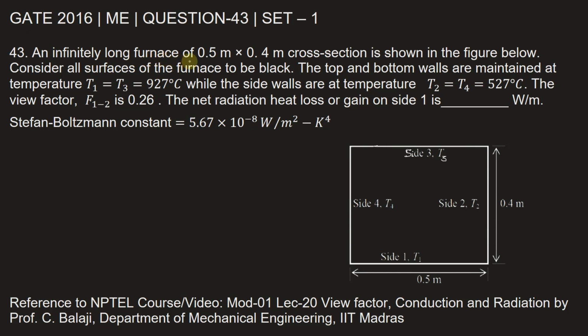An infinitely long furnace of 0.5 meter by 0.4 meter cross section is shown in the figure below. Consider all the surfaces of the furnace to be black, that means the emissivity of the furnace is 1. The top and bottom walls are maintained at a temperature T1 equal to T3, which is equal to 927 degrees Celsius, while the side walls are at the temperature 527 degrees Celsius. The view factor F12 is 0.26.